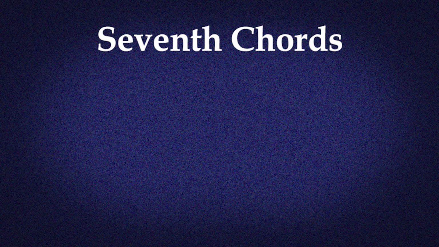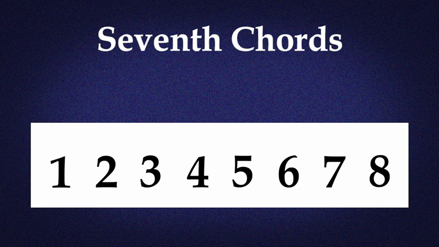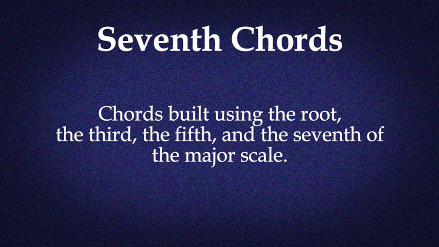When building triads, we stacked two thirds starting at the tonic of a major scale. This results with the first, the third, and the fifth of the scale being used in each of our triads. If we were to add another third starting from the fifth, we would end up using the seventh of the scale. Chords built this way are called seventh chords.